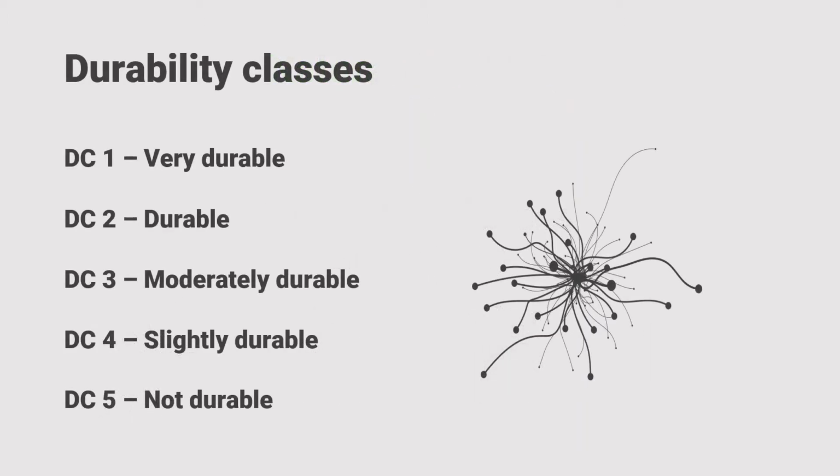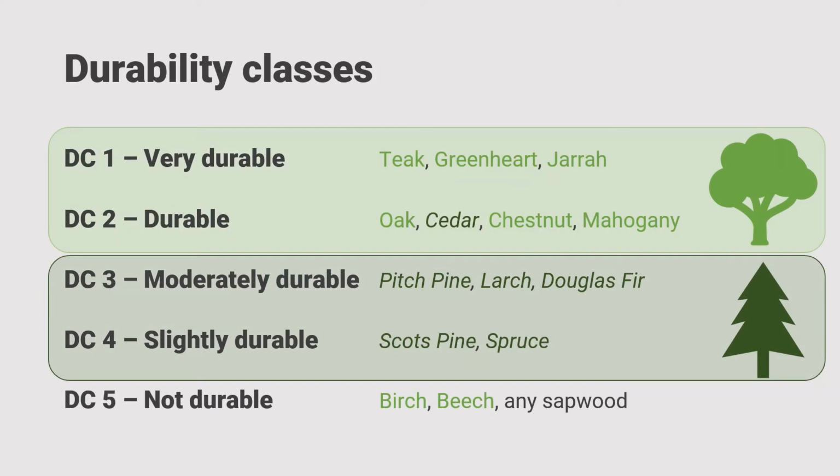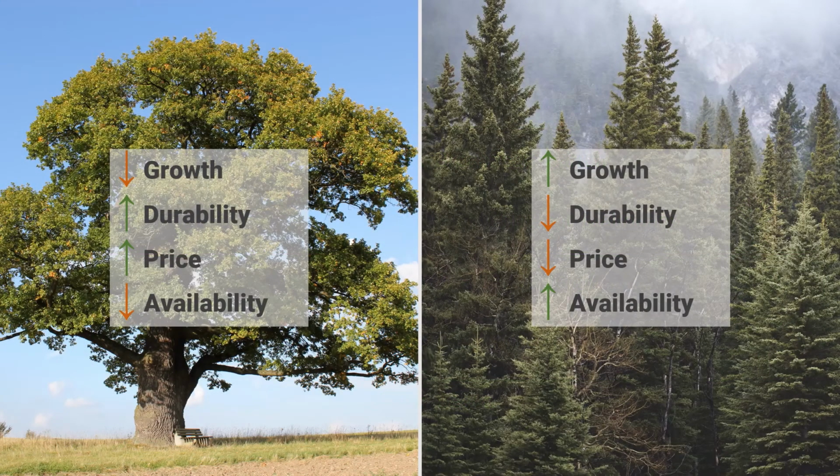There are 5 durability classes for decay, ranging from very durable to not durable. In general, hardwood is more durable than softwood. Deciduous hardwoods grow more slowly and are denser, stronger, and more durable, but they are also more expensive. Evergreen softwoods, like conifers, on the other hand, are fast-growing and less durable, but less expensive and widely available.